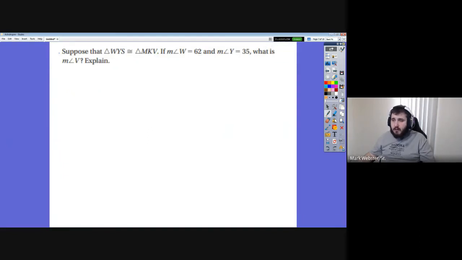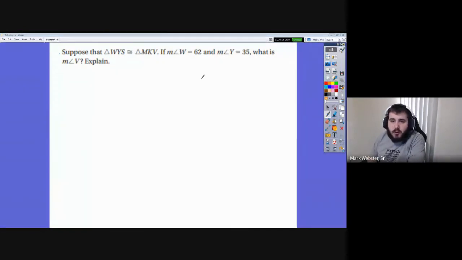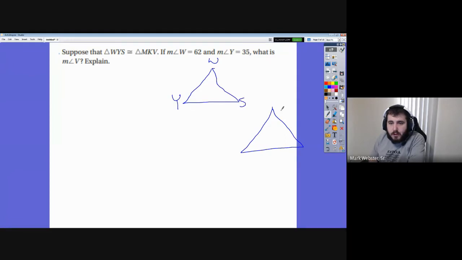Give this a try. See if you can do it. Again, maybe draw a picture. Okay, so let's go ahead and talk this through. Once again, it's basically the same problem, right? Draw yourself a picture first. Maybe make it better than mine, but you do what you can. WYS, I'm going to do the exact same thing as I did last time. MKV, again, I'm going to do the exact same thing as last time.